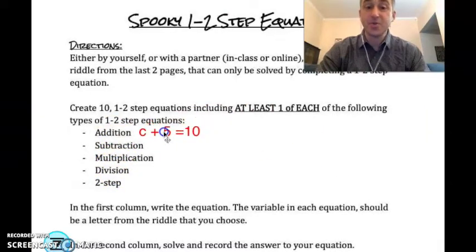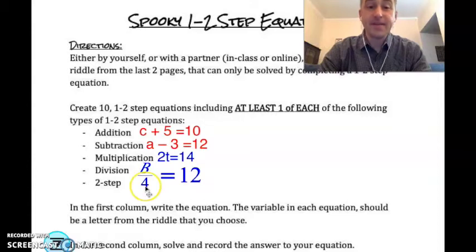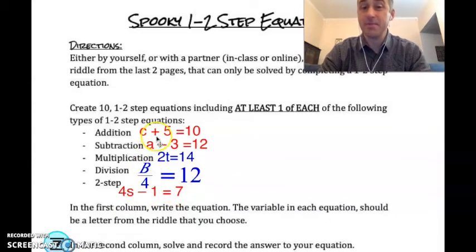So we did the addition ones like c plus 5 equals 10. And we did subtraction ones like a minus 3 equals 12. We did some multiplication ones like 2 times t equals 14. See how that spells cat? We did division like b divided by 14 equals 12. Oh, those letters could make bat or tab. And then we did 2-steppers like 4s minus 1 equals 7, which could be bats or cats, or I guess tabs, or... yeah, let's not go there.